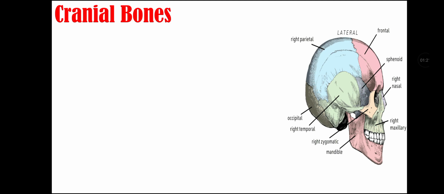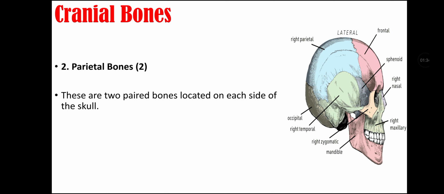Next cranial bone we are going to talk about is the parietal bone. Here you can see the blue color bone in the diagram is the parietal bone. There are two bones in every skull, that means they are paired bones. There are two paired bones that are located on either side of the skull. As you can see there, they form the roof and upper sides of the cranium.